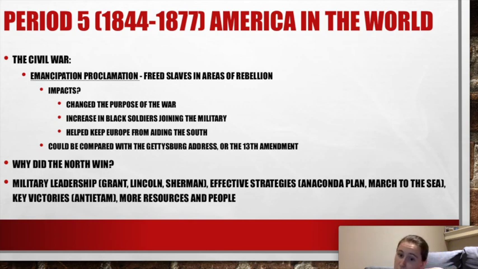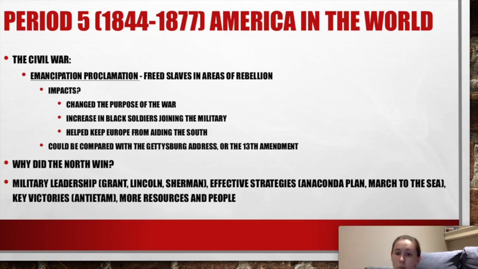Strategies that were quite effective, using advantages of the North, such as the Anaconda Plan. If you guys remember, that was the plan to squeeze out the South and make the South unable to gain resources. Therefore, they would eventually just give up. If you don't have resources to fight a war, you will not be able to continue fighting a war. So cutting off the resources is the most effective strategy for winning a war.